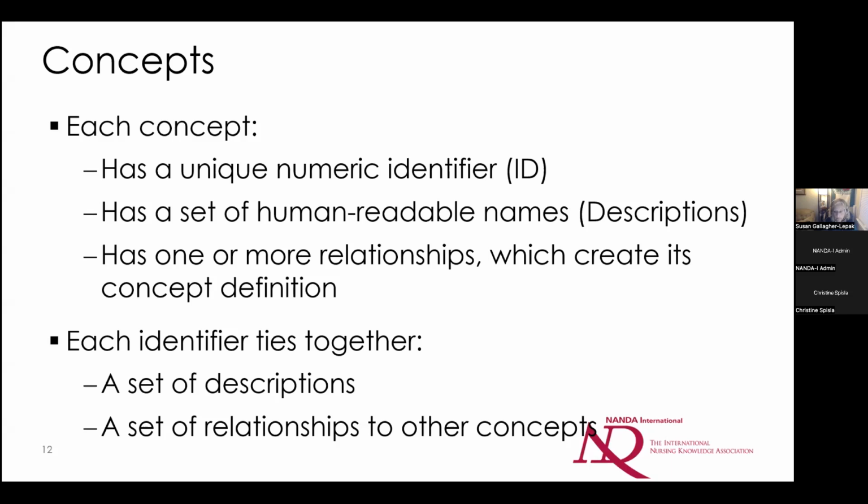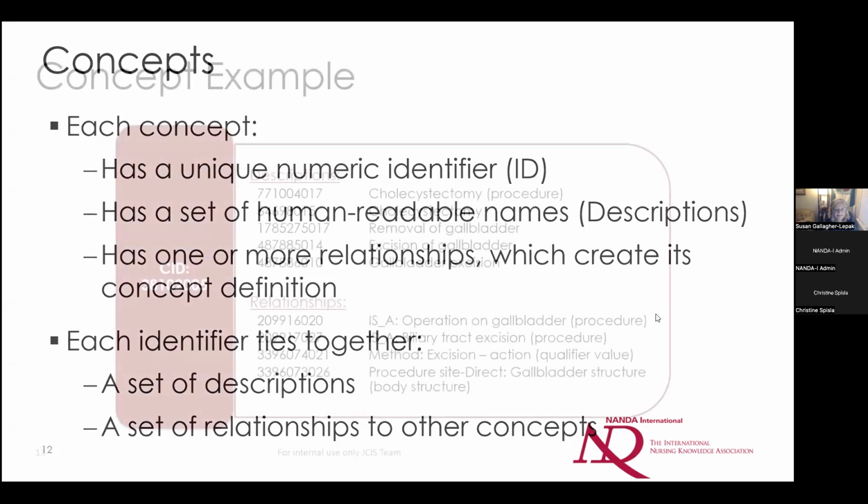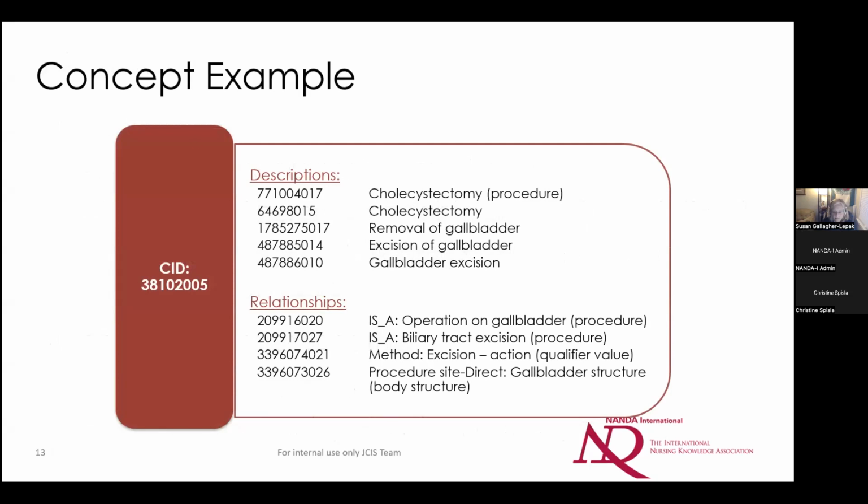Now, I know I'm starting to lose some of you, so I'm going to show you what that looks like. And so here we have our example. I tried to look for a nursing diagnosis example, but this one really does a good job of describing what I'm trying to talk about here. So our concept here is cholecystectomy, and our concept identifier is right here. CID stands for concept identifier. And here it is. And then here we have our descriptions, and here we have our relationships. And you can see that each one of these descriptions and relationships has its own unique identifier number. And it's okay. We're going to talk about each of those.